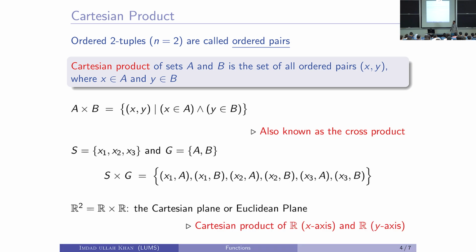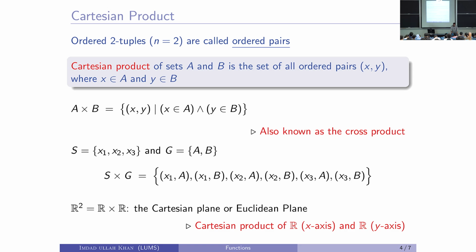Okay. Here is an example. Let's say S is {x1, x2, x3} and G is {A, B}, right? What is the cross product? What is S cross G? x1 combined with A and B, x2 combined with A and B, x3 paired with A and B, yes, very good. That's the set of all ordered pairs that take the first coordinate from S and the second coordinate from G, which gives us S cross G.